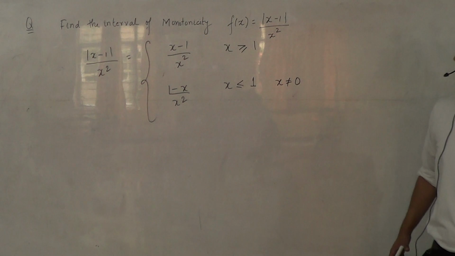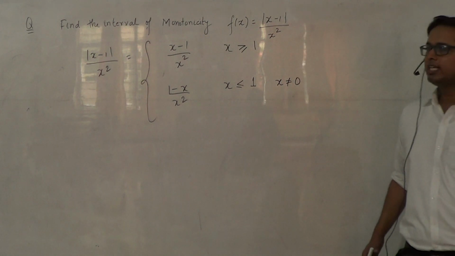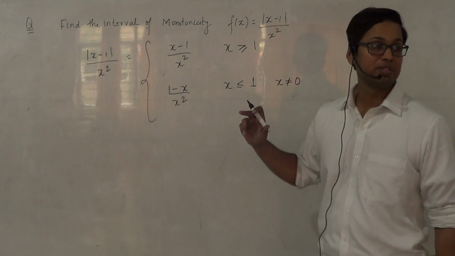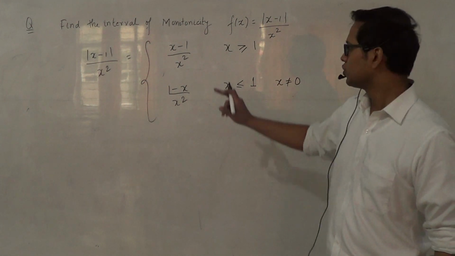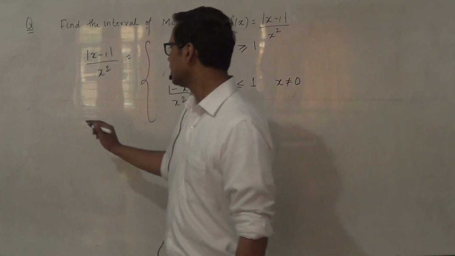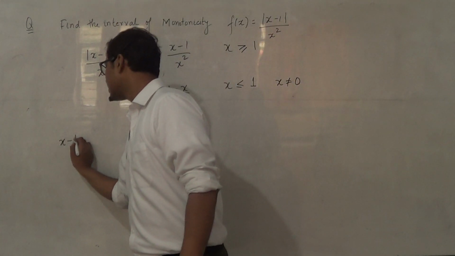Now I want to know the interval where the function is monotonically increasing. Now I need to differentiate both of them. Correct? So let us start with this function x minus 1 by x square. Let's find the derivative of this function.